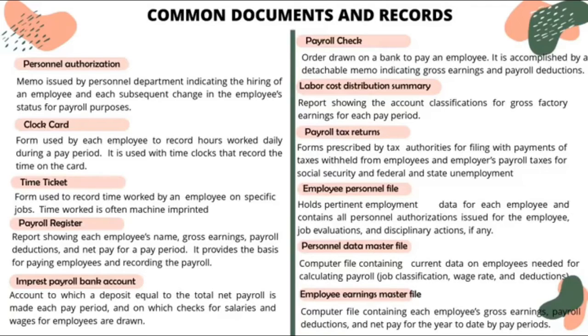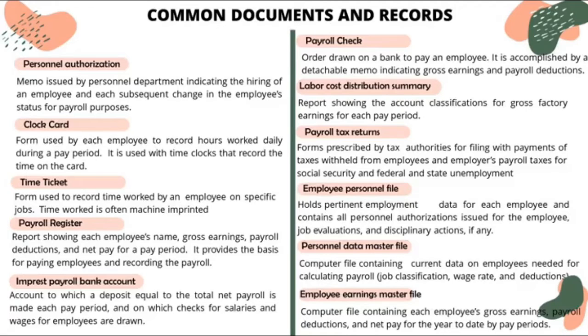The first one is personnel authorization. A memo issued by the personnel department indicating the hiring of an employee and each subsequent change in the employee's status for payroll purposes. The second one is the clock card, a form used by each employee to record hours worked daily during a pay period. It is used with time clocks that record the time on the card.